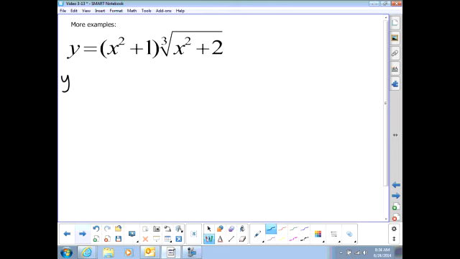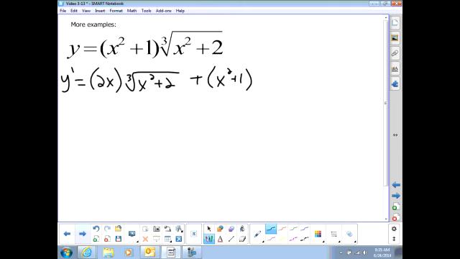So we'll do y prime equals, let's do derivative of the first. So derivative of the first will just be 2x. That means we'll do regular of the second. So cubed root of x squared plus 2. Plus, because it's product rule, regular of the first, x squared plus 1.